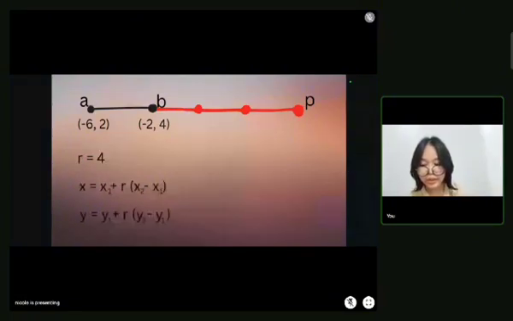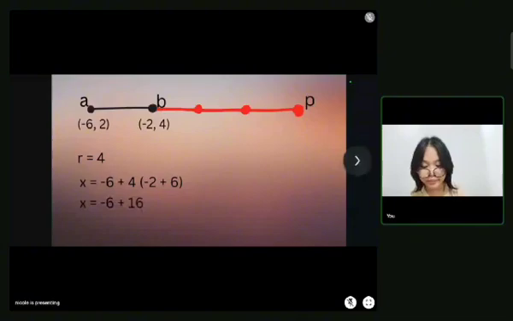With this ratio, we can now substitute it into our formula: x equals x sub 1 plus r times the quantity x sub 2 minus x sub 1, and y equals y sub 1 plus r times the quantity y sub 2 minus y sub 1. For x, we have -6 plus 4 times the quantity -2 plus 6, so we have -6 plus 16 and get 10. For y, we have 2 plus 4 times 4 minus 2, and we have 2 plus 8, or 10.